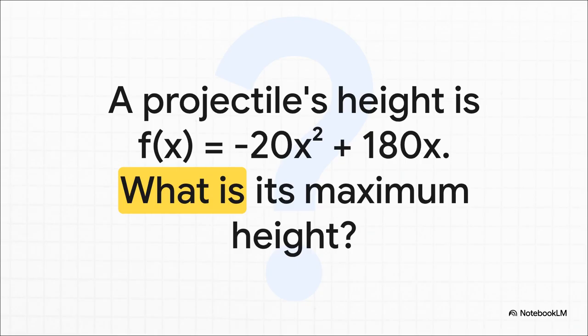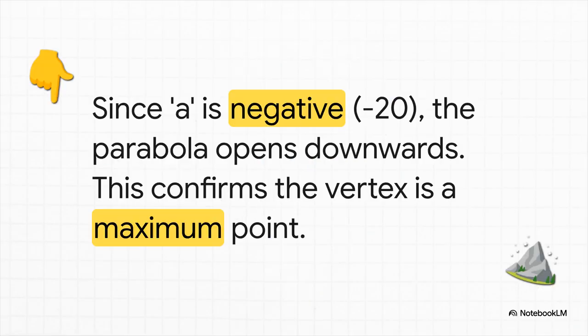So what is this question really asking? It's asking for the y-coordinate of the vertex. Let's break down the function. First thing, notice that a is -20. Right away, that tells us the parabola opens downwards, which confirms that the vertex is a maximum point. It's the peak of the flight. So all we have to do now is use our vertex formula to find its exact height.